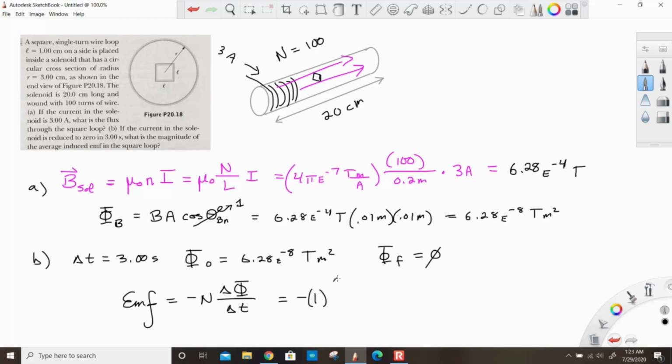The change in flux is going to be our final flux minus our initial flux, which is 0 minus 6.28 e to the negative 8, and all that divided by 3 seconds. It's quite a small amount of voltage. 2.09 times 10 to the negative 8 volts. Okay.